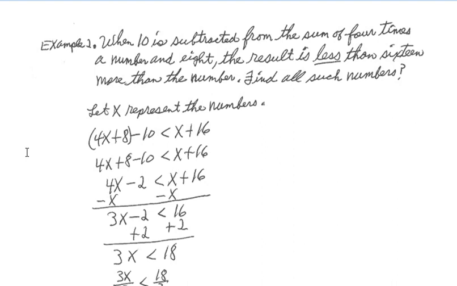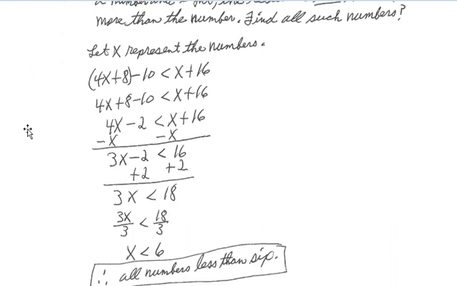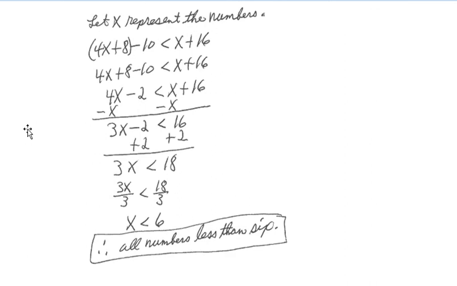And therefore we have the sum of 4 times x plus 8, minus 10, is less than x plus 16. That inequality reflects the problem that was posed. Next, we have to try to solve this inequality for x by looking at the left side and simplifying somewhat. And so we have 4x plus 8 minus 10 is less than x plus 16, and 4x minus 2 is less than x plus 16.